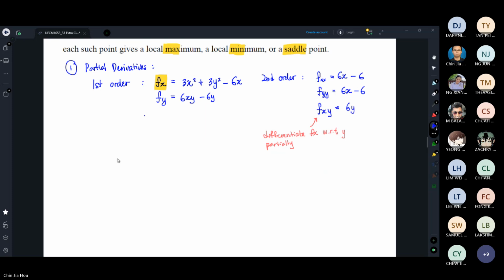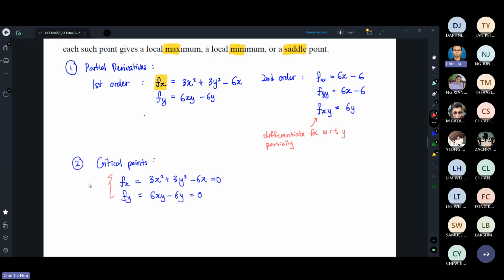So here, the second step is to find the critical points. For the critical points, I advise you to start by writing the fx, which is 3x squared plus 3y squared minus 6x. You let it be 0. Fy equals 6xy minus 6y equals 0. Whether you know how to solve this or not, you write these two first. These two, write them out, you get something, right?